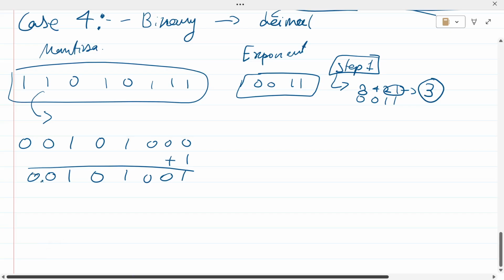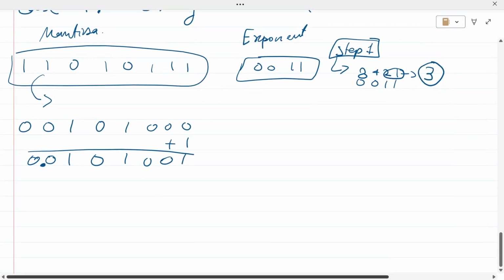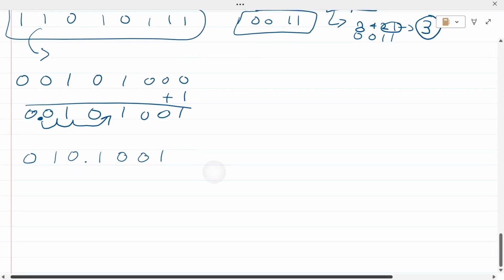Now you know where the decimal is going to be. Obviously, it's going to be here, right before the last bit, right before the least significant bit. The exponent is positive 3, so you move it 3 places to the right, and you have yourself 0 1 0 point 1 0 0 1, right? And you've got yourself the answer, right?